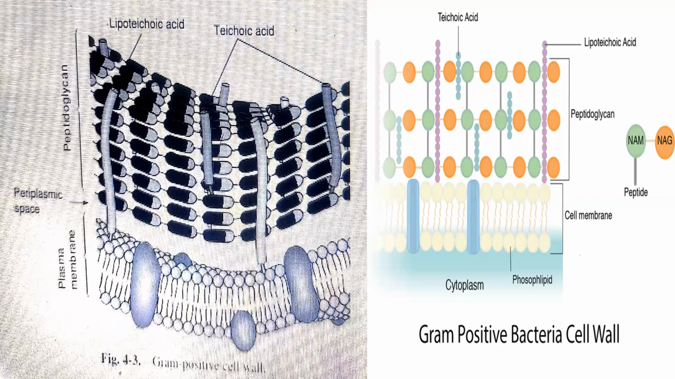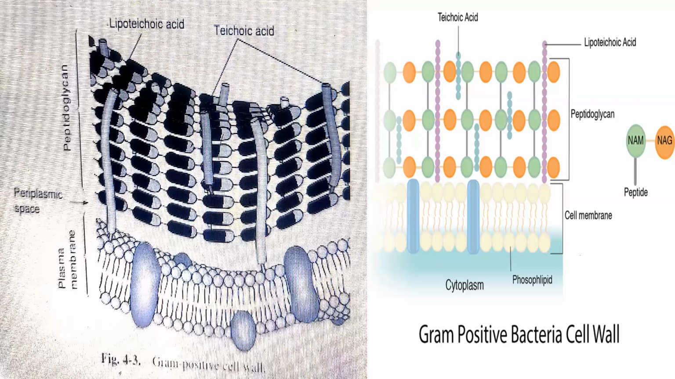A major class of these cell surface glycopolymers is teichoic acid. Teichoic acids are phosphate-rich molecules, which indicates that they are negatively charged. There are two types of teichoic acid: lipoteichoic acid, which is anchored to the plasma membrane, as you can see here, and extends from the surface into the peptidoglycan.